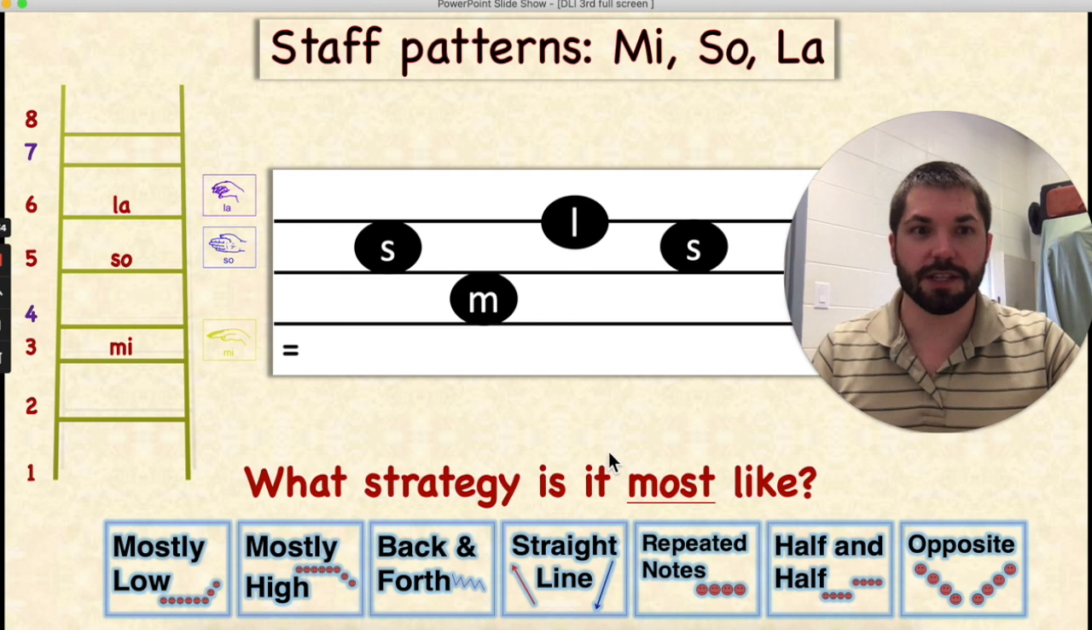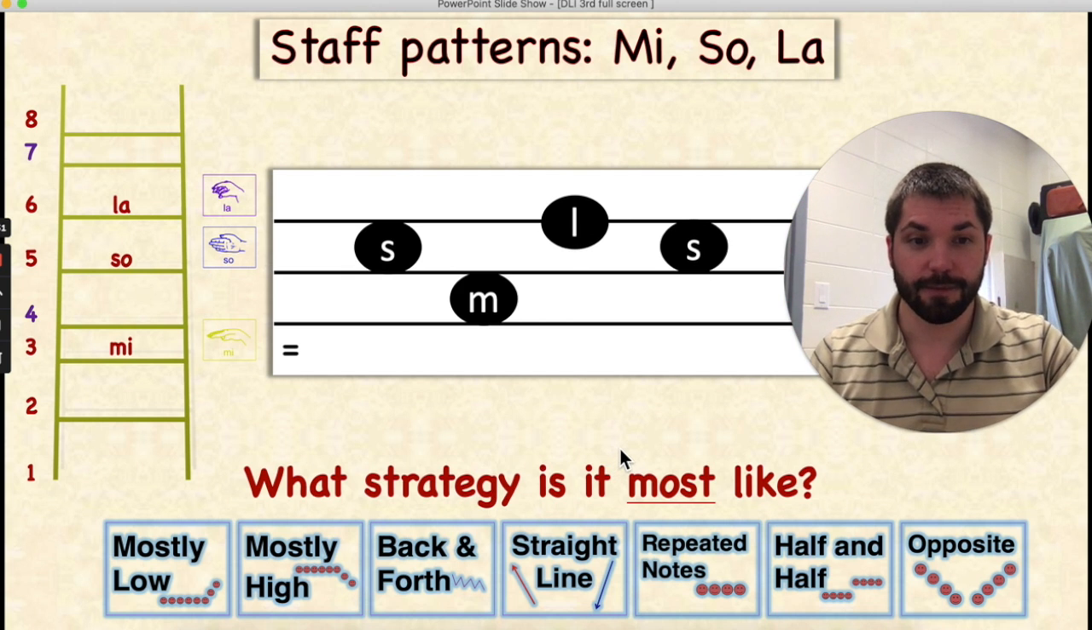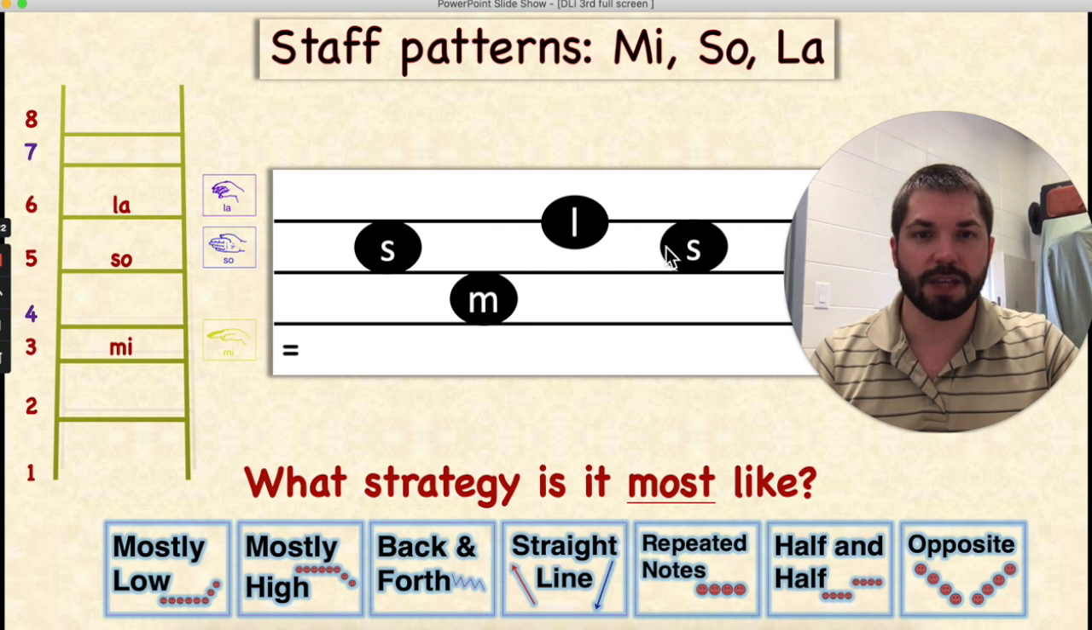Okay, what strategy is this one most like? I think this one I would definitely call back and forth because it does have that zigzaggy shape for sure. It just skips from mi to la here, so this half is a little bit higher than this half, back and forth.